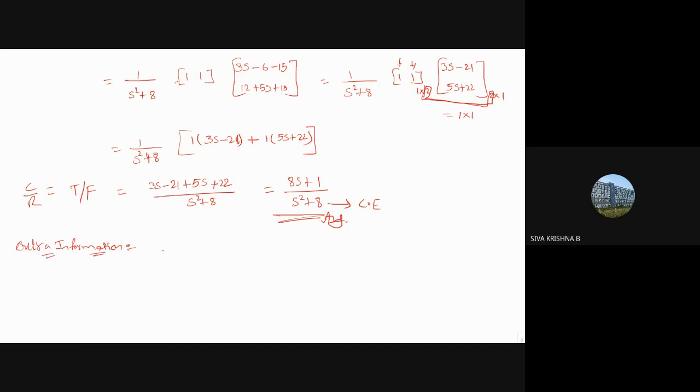So the denominator, if you make it equal to 0, that is 1 plus GH equals to 0. That means CE, that is S square plus 8 equals to 0. From that S square equals to minus 8, which implies S equals to plus or minus j root 8. So what is omega n from this? Natural frequency.